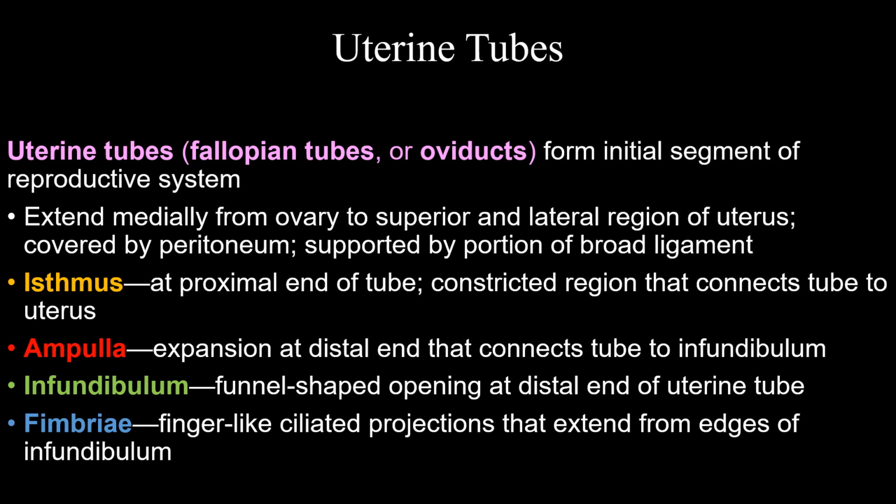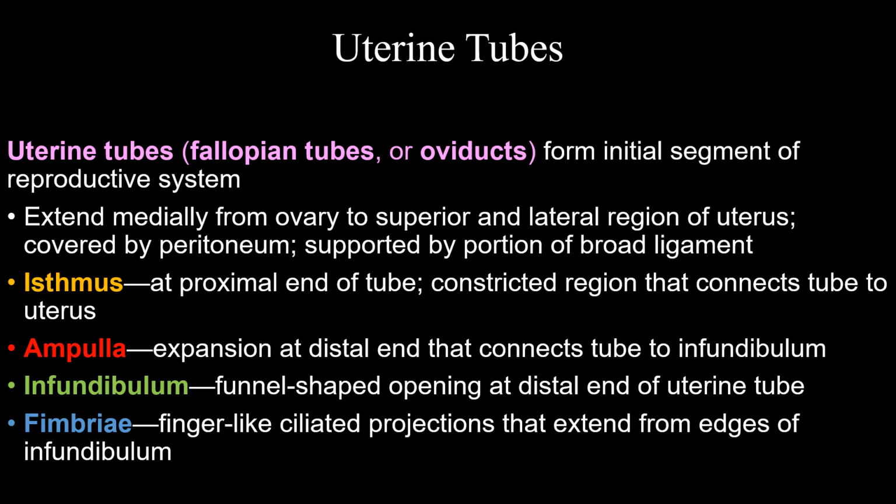Now, outside of the ovaries, we have the uterine tubes, also called the fallopian tubes or the oviducts, and these form the first portion of the duct system of the female reproductive system. Externally, they're covered by the peritoneum and are supported along their length by part of the broad ligament. Internally, they're lined by smooth muscle and simple columnar epithelial cells with both ciliated and non-ciliated cells.